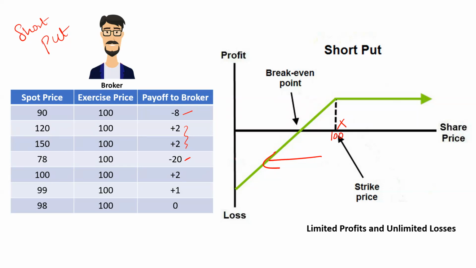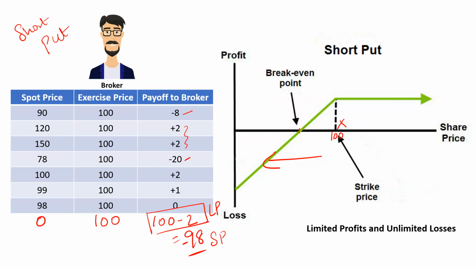We'll be able to calculate the maximum loss for him. If the price comes down to 0, the exercise price will remain at 100. The loss in this scenario is going to be 100 minus 2, which is 98. This 100 minus 2 is for the long put. We just have to change the sign for the short put. This is for the long put. This is for the short put. So even though his losses are unlimited, we know that the maximum loss that he can make is 98 and the maximum profit that he can make is 2.